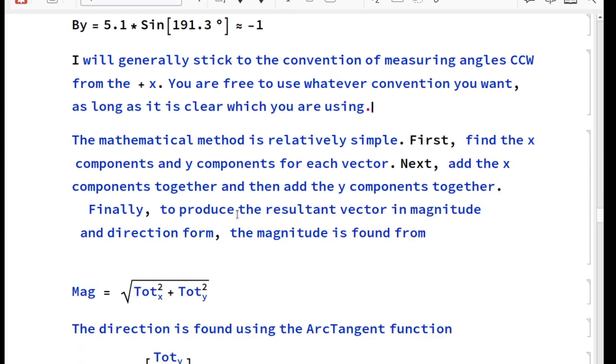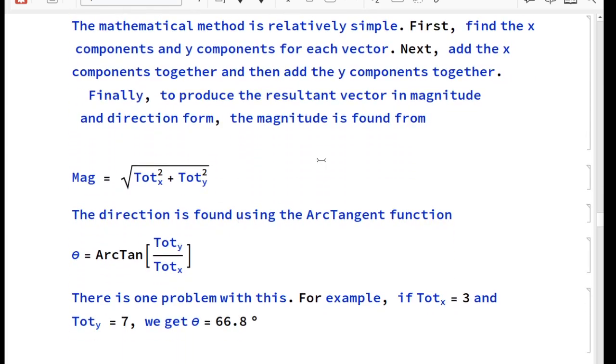So if we want to add vectors mathematically, what we have to do: get the x and y components, add the x's together, add the y's together, and then put the total x and total y into the Pythagorean theorem like this. We find the arctangent from total x and total y with this ratio. One thing we have to watch for, though: let's say our total x is 3 units and our total y is 7 units. We would do arctangent of 7 over 3, and we get 66.8 degrees.